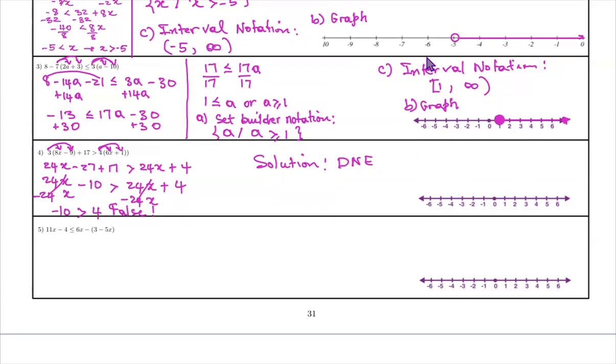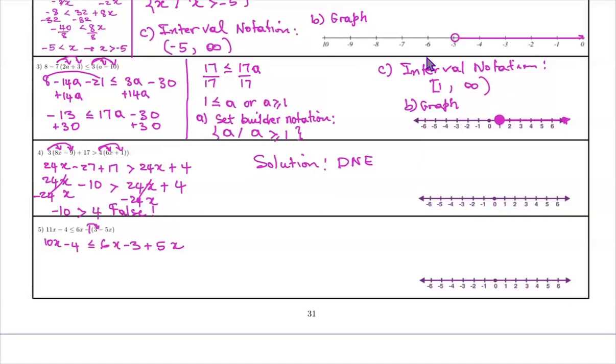Let's look at the next example. So let's try to eliminate the parentheses first. We can distribute the negative 1 over. So that would be 10x minus 4 less than or equal to 6x minus 3 plus 5x. Let me see if it's 5, because 5x.